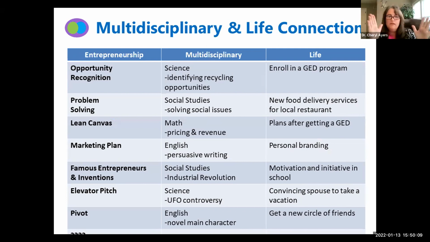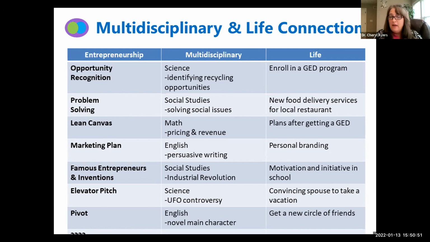So here we go. Entrepreneurship starts with opportunity recognition. When we talk about science, maybe it's recognizing opportunities to recycle more in the local community. As it pertains to life decisions, enrolling in a GED program helps you become aware of the opportunity to complete that GED, like we saw Mr. Young in that video. Problem solving, social studies: thinking about a social issue that maybe the majority of your students are passionate about. Okay, let's stop complaining about this problem. How might we solve it in some small ways or big ways?